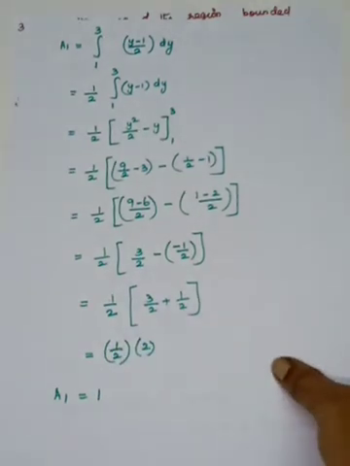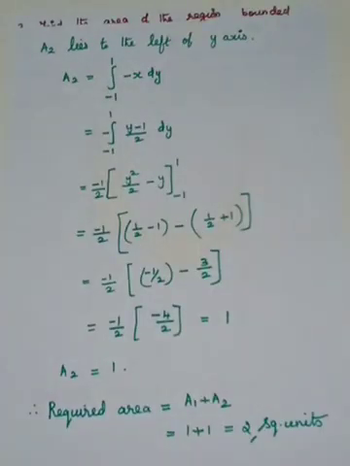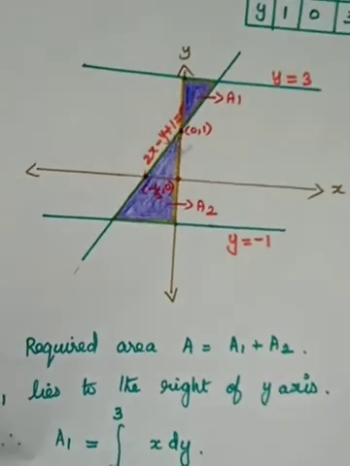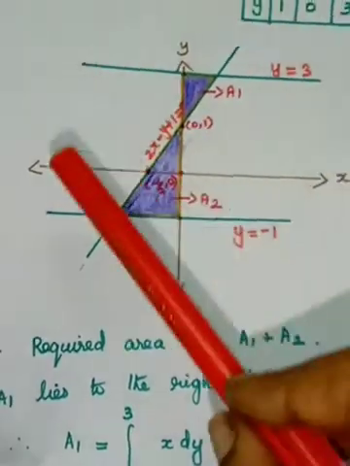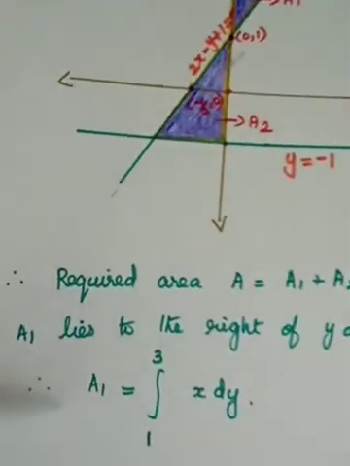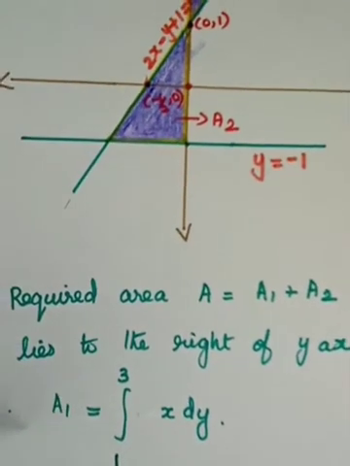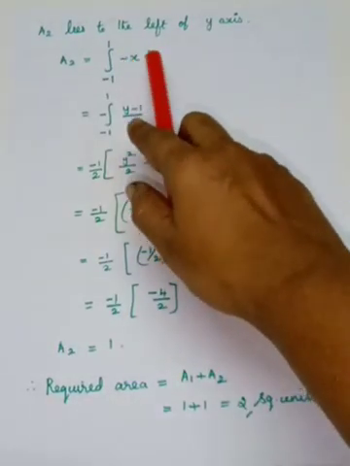Next we have to go on to find A2. What is A2? You look at the diagram. How is your A2? A2 lies to the left of the y-axis. So left of the y-axis, what is the formula? Integral A to B, what is it? Minus x dy. So here I have written minus x dy.